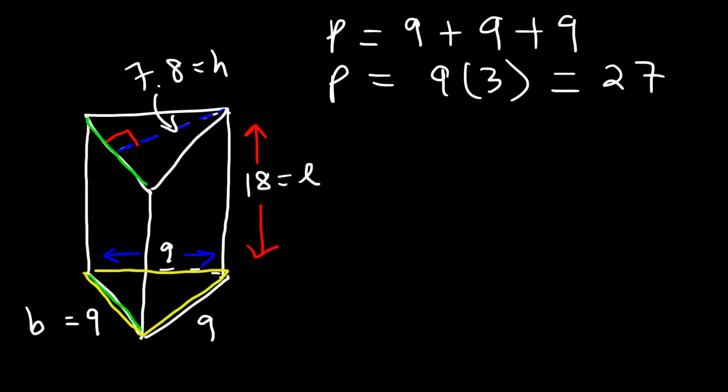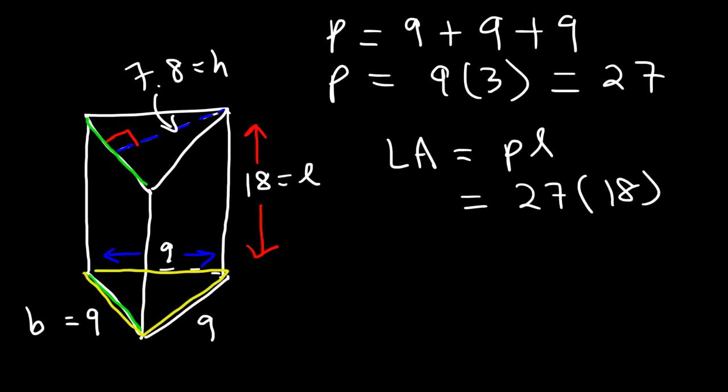Next, let's calculate the lateral area first, because sometimes you may be asked just to do that. If we need to find the lateral area, it's simply the perimeter times the length. The perimeter is 27. The length of the prism is 18. So 27 times 18, that's 486 square units because we're dealing with area.